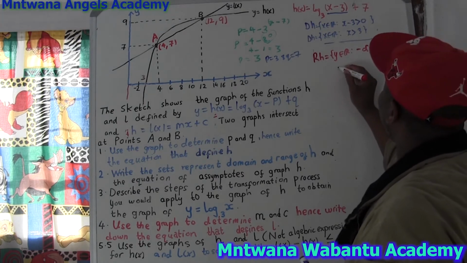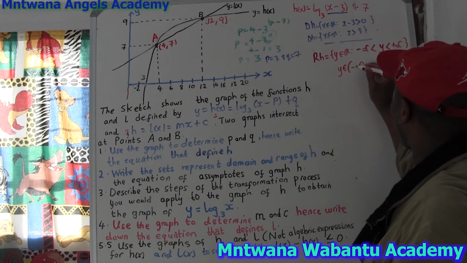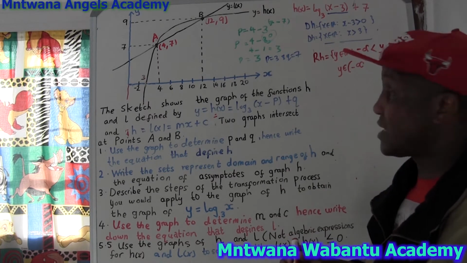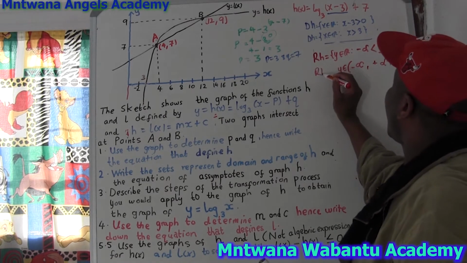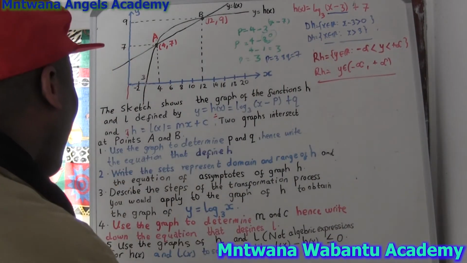Or if you don't want to write like this, you can say range is an element of excluding negative infinity, because infinity is not included, because you don't know where you're going to start or where you're going to stop. And then to positive infinity. So this is the range of h. You know what I'm saying? So we got range and domain already.